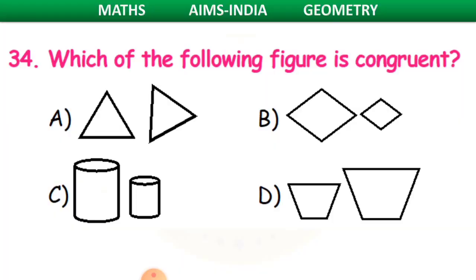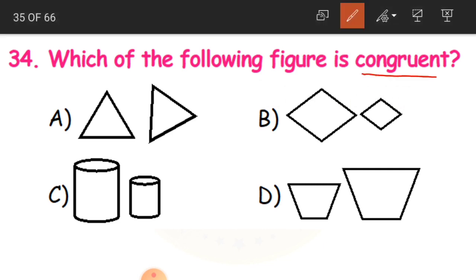So we are discussing multiple choice questions from the chapter Geometry, right? Coming to the first question, question number 34. Which of the following figures is congruent? Now what does this congruent mean? Congruent means those figures that are the same in shape and size.